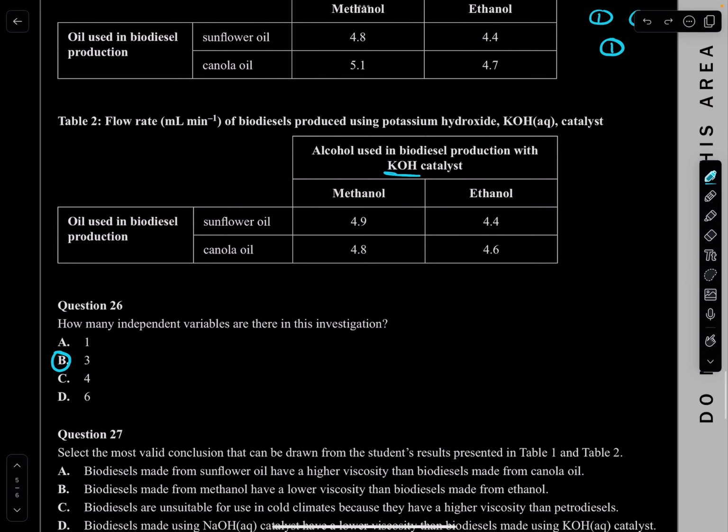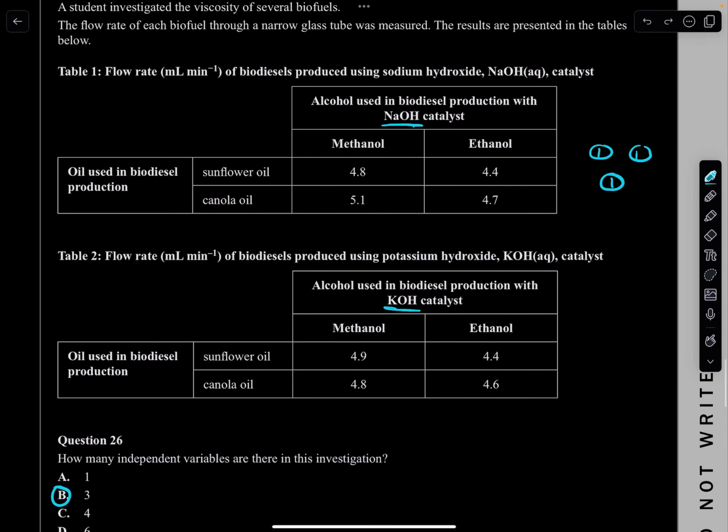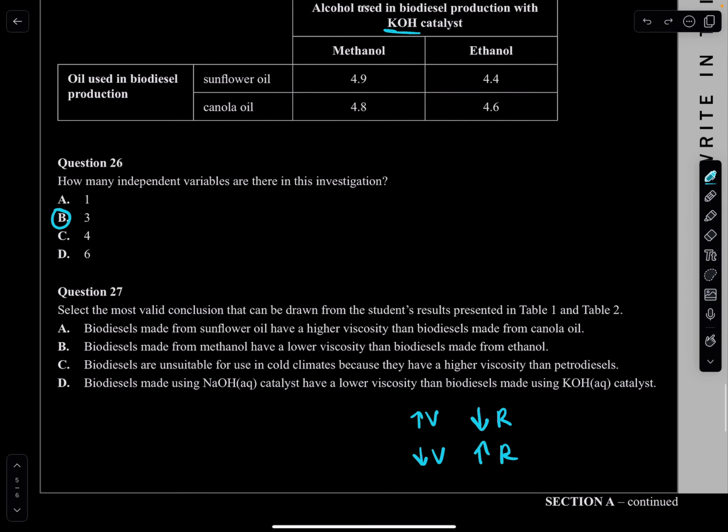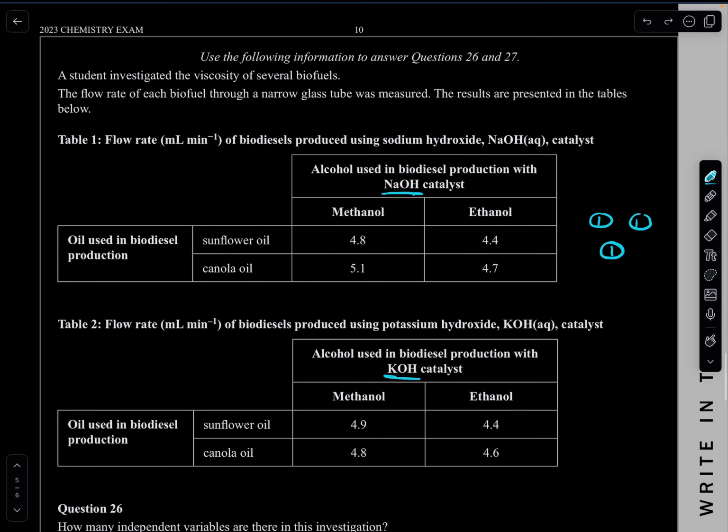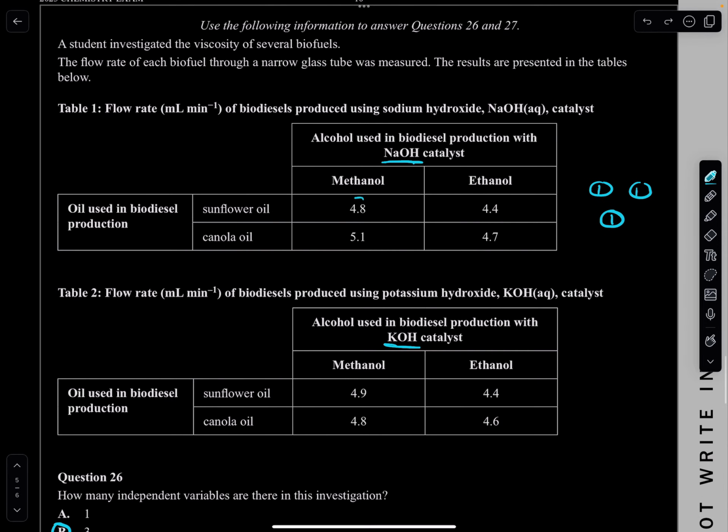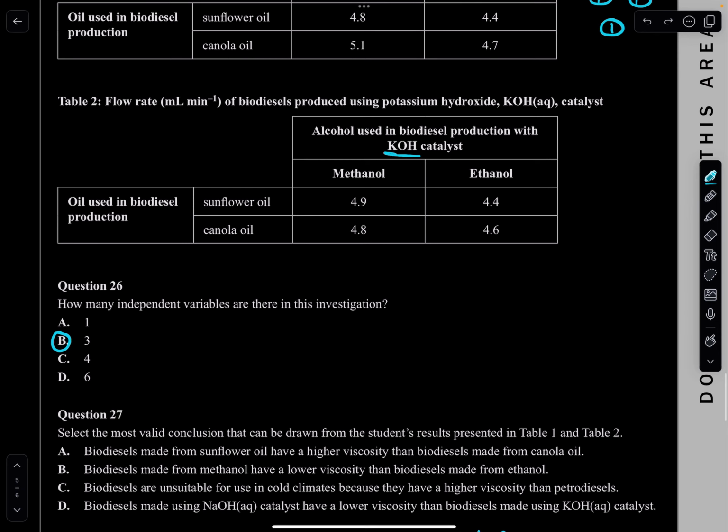Let's have a look at the sunflower oil in the first case. We want it to be very low, because if we want high viscosity, it has to be a very low rate. Between these two, you can see that sunflower is lower than canola. That's good, so it has a higher viscosity. These two also work, because sunflower is lower than canola oil. So this looks good. Let's look at another one.